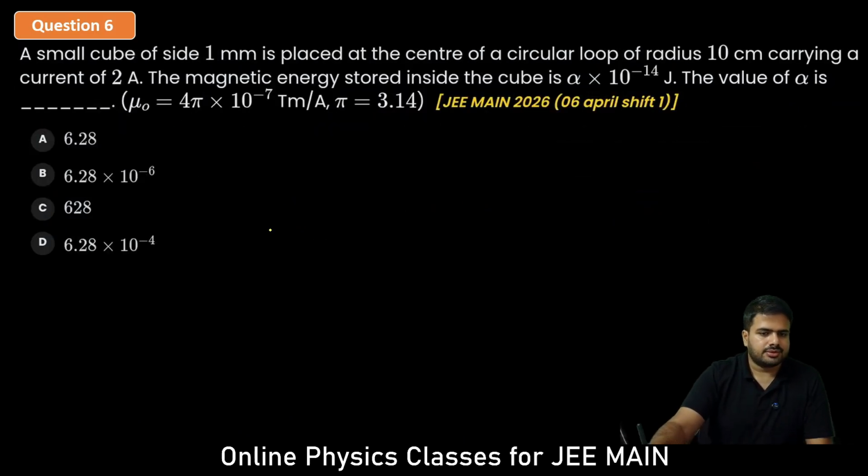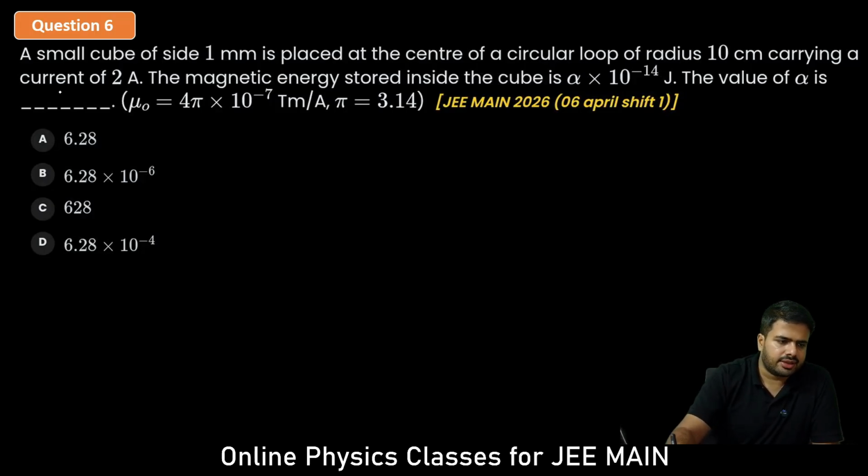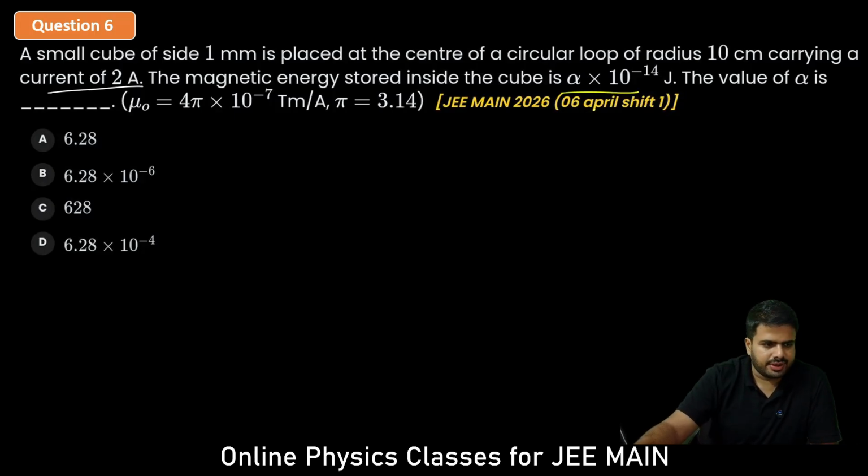Now let's move on to the next question. Question number 6, as per our PPT number, we are solving. The question gives a small cube of side 1 mm, placed at the center of a circular loop of radius 10 centimeter, carrying a current of 2 ampere. Then you have to find the magnetic energy stored in the cube, which is given as alpha into 10 to the power minus 14. So we have to find the value of alpha. Okay, so let's begin here.